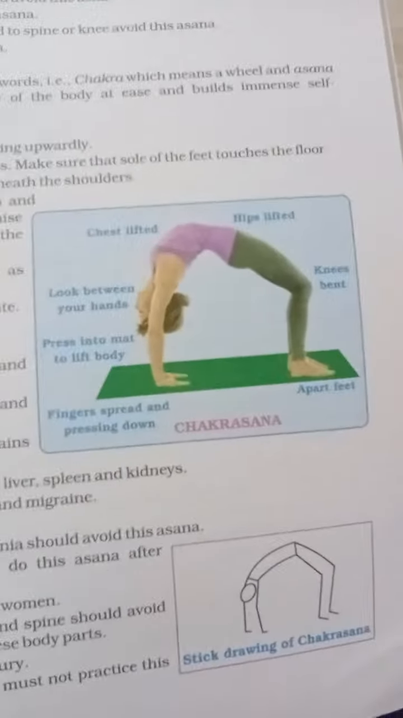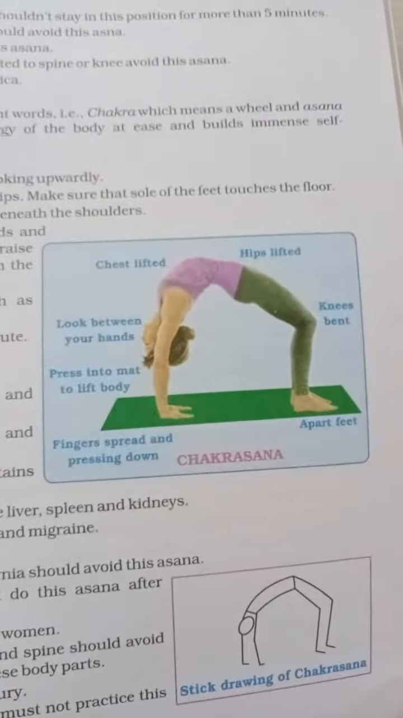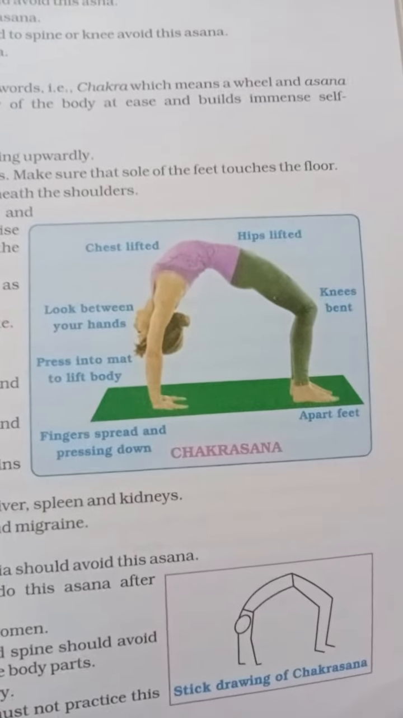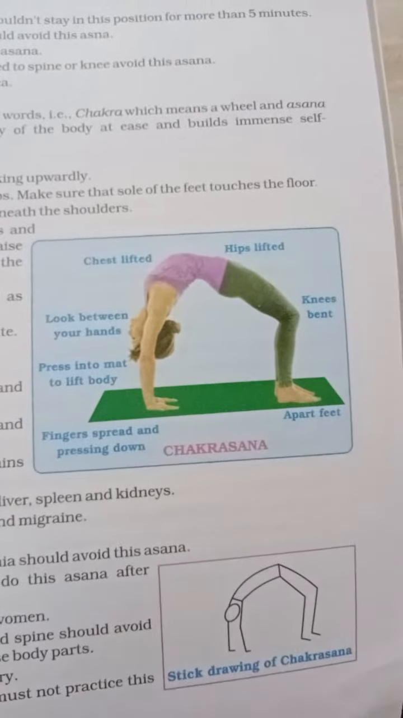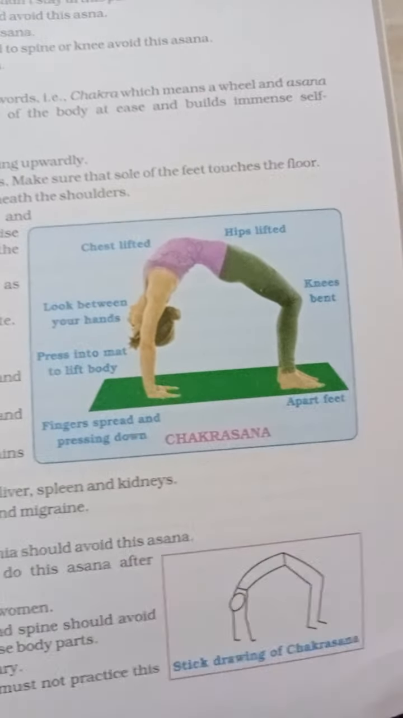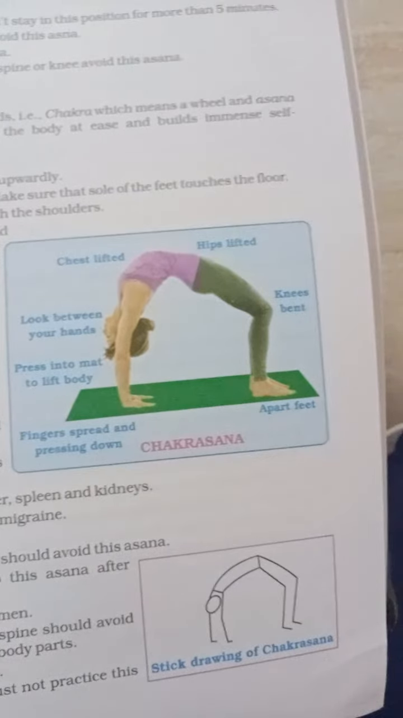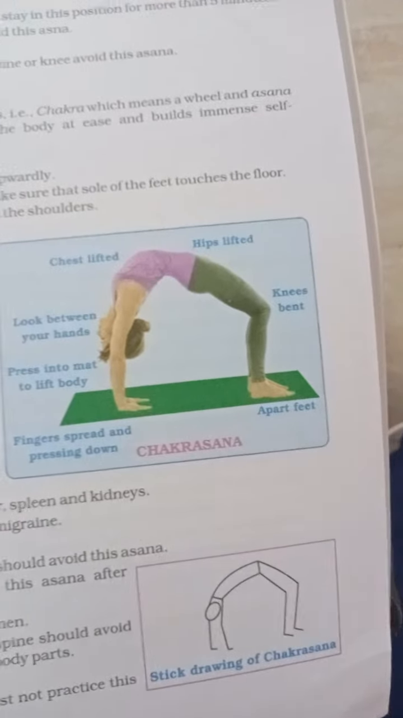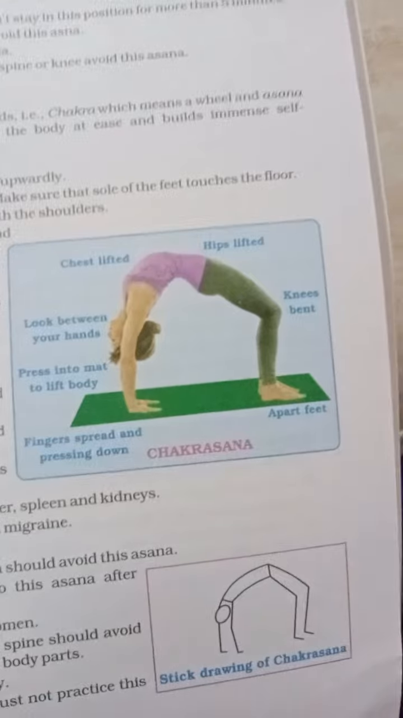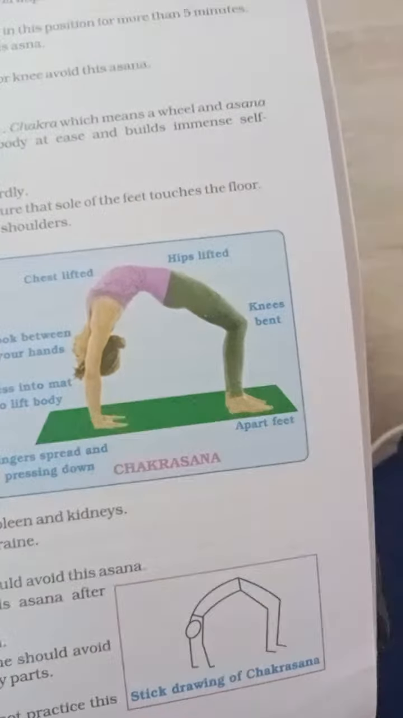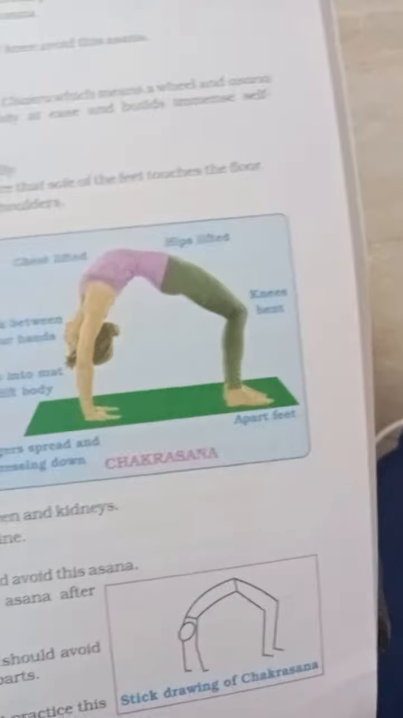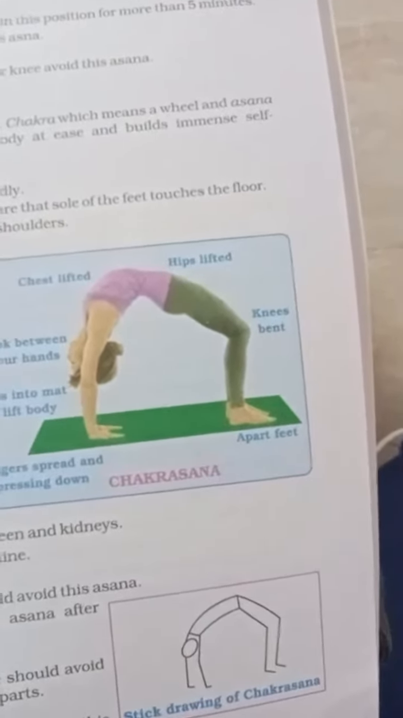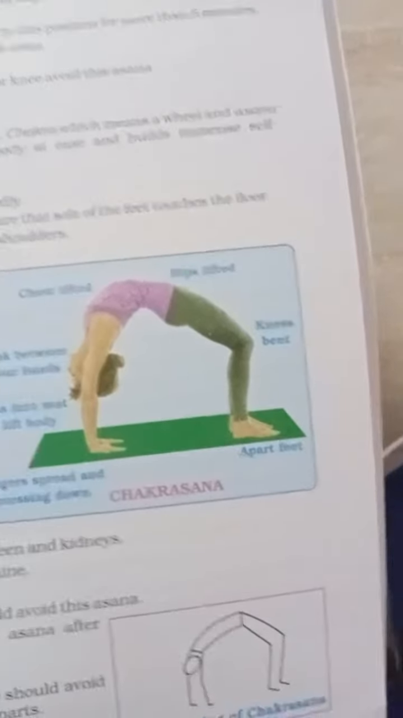Now Chakrasana. This is my best asana, which I like a lot and I can do perfectly well. So I'll be showing my practical session. I'll be doing it and I'll be showing it to you. So lie down on the floor. Yoga mat should be there, and then fold legs and keep them near the hip. Make sure that sole of the feet touches the floor. Bring both hands and keep them beneath the shoulder.